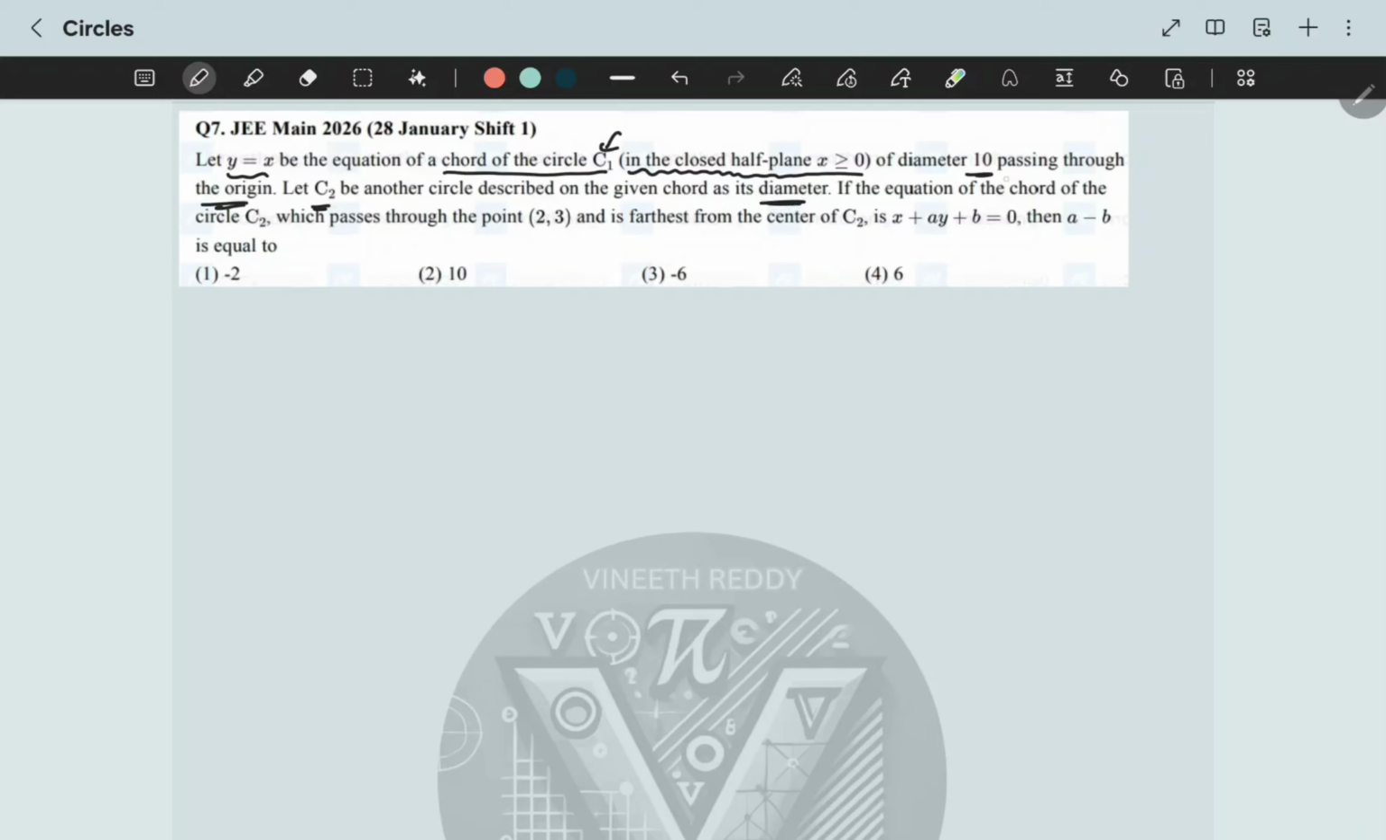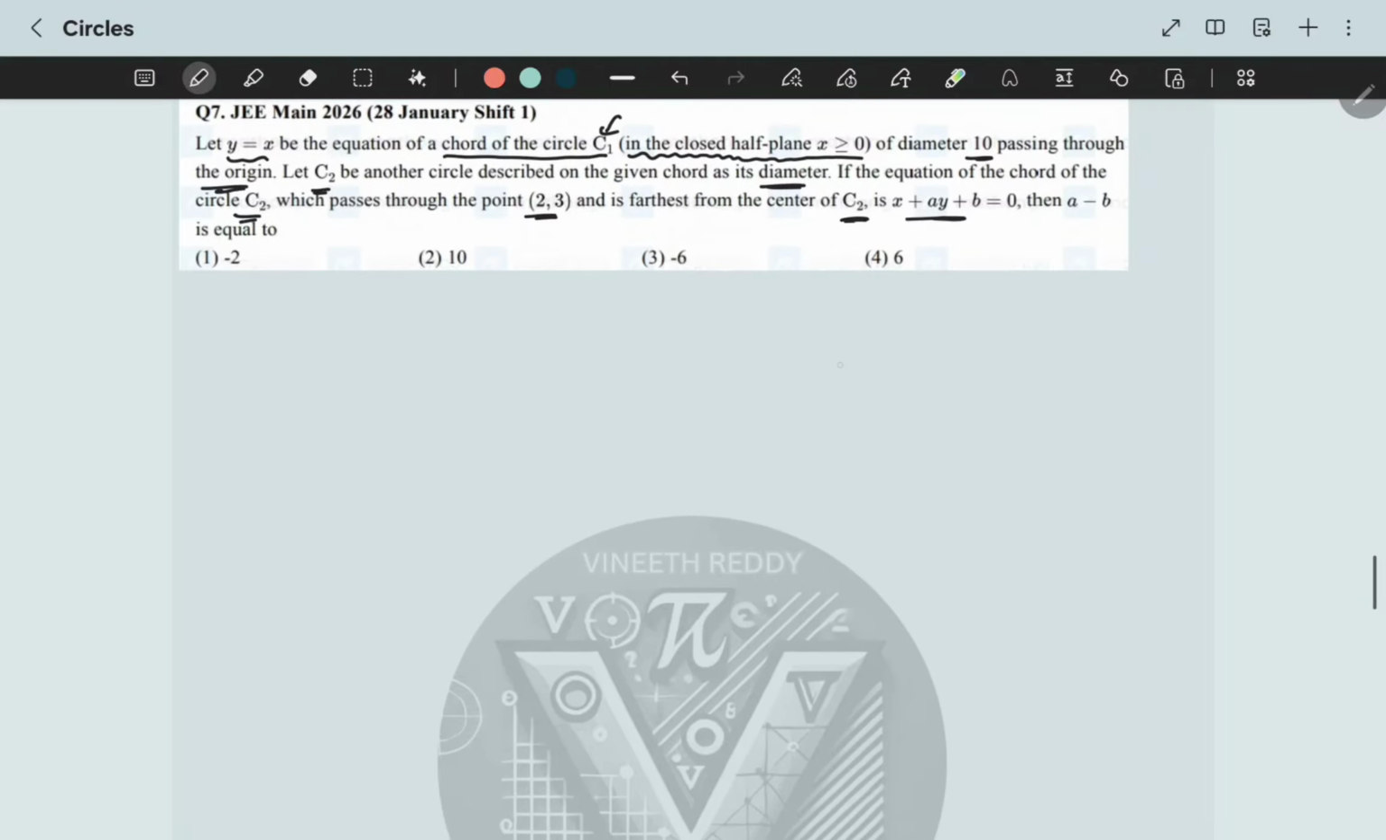If the equation of the chord of the circle C2 which passes through the point 2, 3 and is farthest from the center of C2 is this. So this is a little tricky. Good question. So let me try to draw the diagram first.